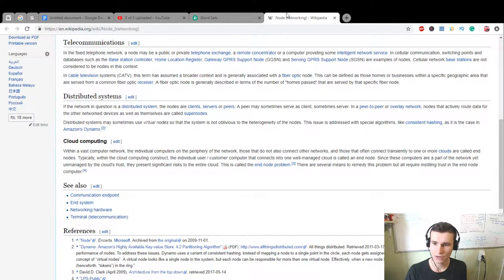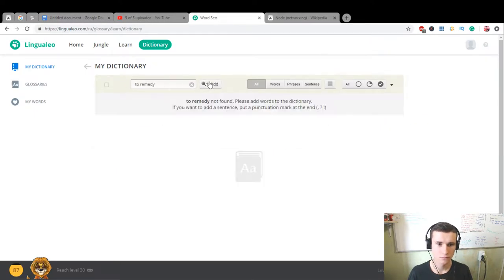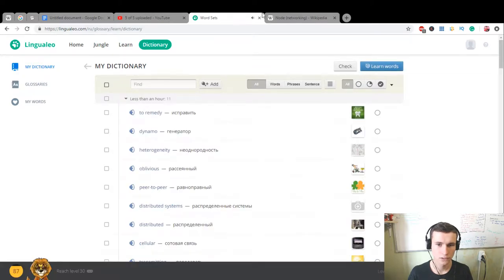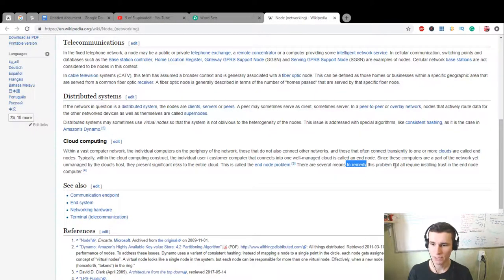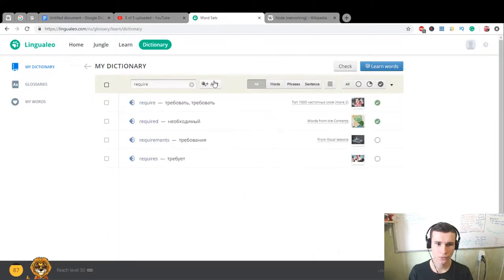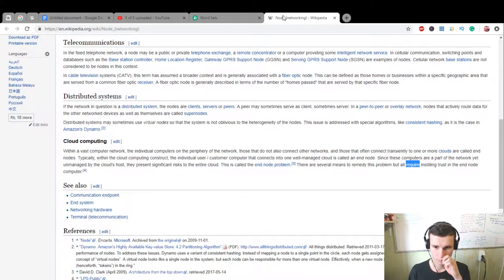Since these computers are a part of the network, yet unmanaged by the cloud's host, they present significant risk to the entire cloud. This is called the end node problem. There are several means to remedy these problems, but all require instilling trust in the end node computer.